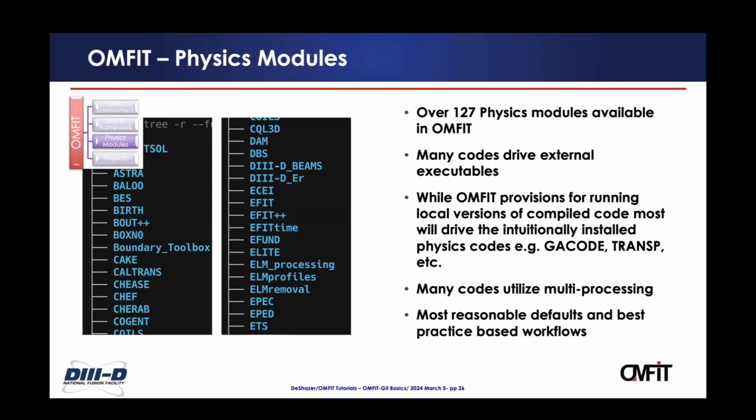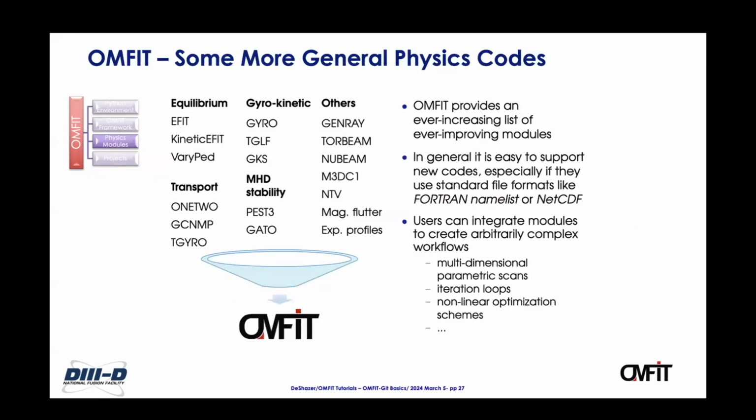But the nice thing is there's most reasonable defaults and best practice based on workflows. Some of the modules, everybody's familiar. I shouldn't say everybody, because part of this lecture is really geared towards people who are not familiar with this content. But you have EFIT and kinetic EFIT, Variped, gyro, TGLF. The gyrokinetic modules, the transport modules, 1, 2, GCMP, T-gyro. You have GenRay, ray tracing, TorBeam, NewBeam for beam prediction stuff. So these all are already existing within there.